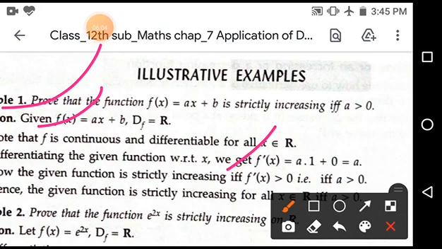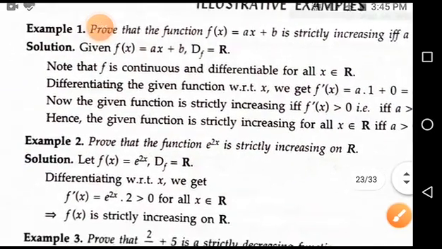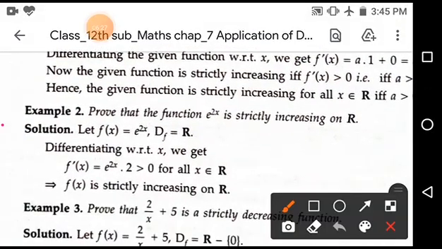So it should be a into 1 plus 0, that means a, and it is given that for all a greater than 0 the function is strictly increasing. That means we can say that the function is strictly increasing for all the real values. Clear? Okay student, now take another example.